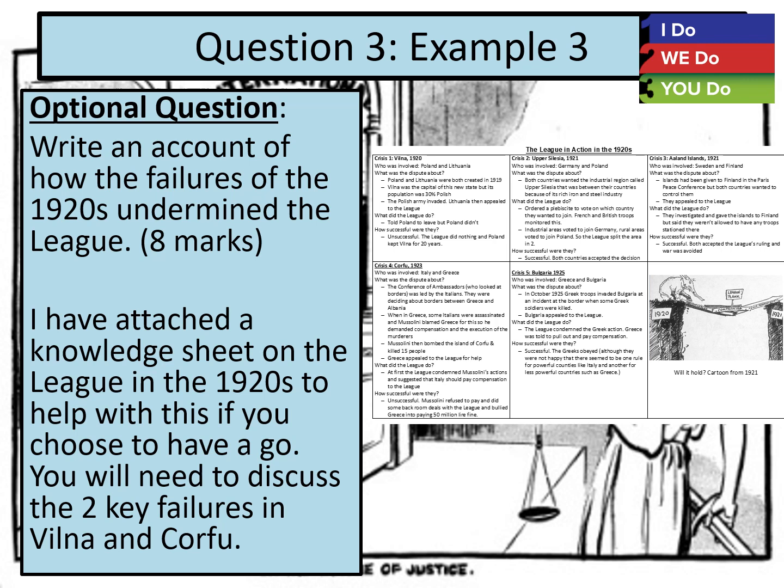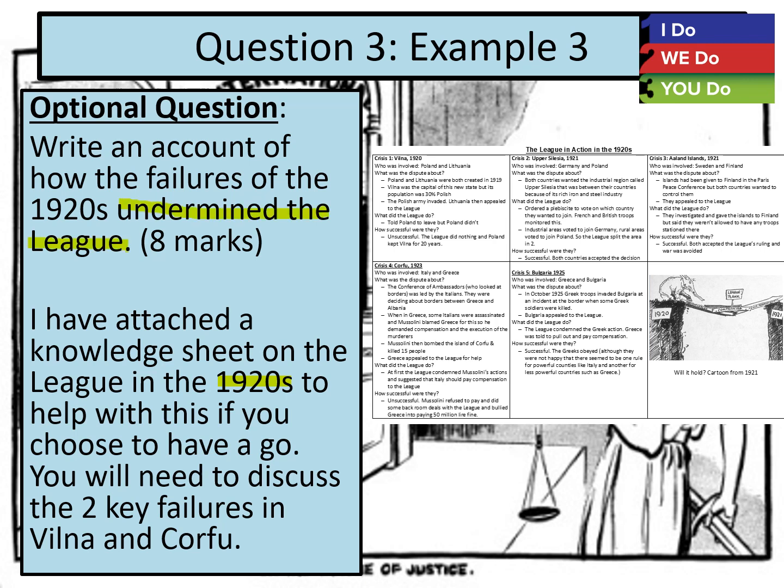So our final question is an optional one. This is one that I'm not going to tell you the answer to. Obviously, I'm going to give you a little bit of guidance now, but this is to see, have you learned enough about the technique? So write an account of how the failures of the 1920s undermined the League. So in order to answer this question, you need to talk about 2 incidents from the 1920s which undermined the League, because we're looking at how that happened.